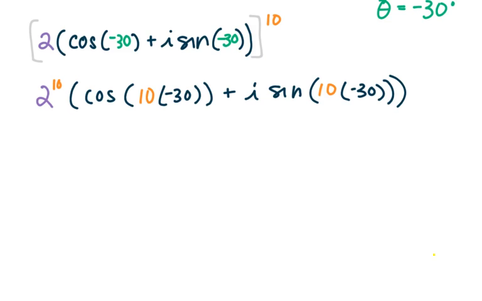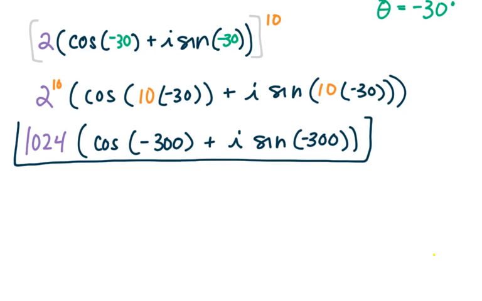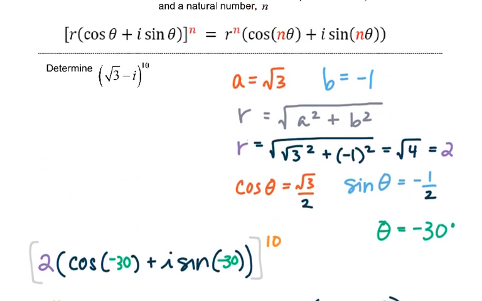So 2 to the 10th, that is 1024. And then I have cosine of 30 times 10, which is negative 300, plus i sine of negative 300. So this value right here represents the square root of 3 minus i raised to the 10th power.